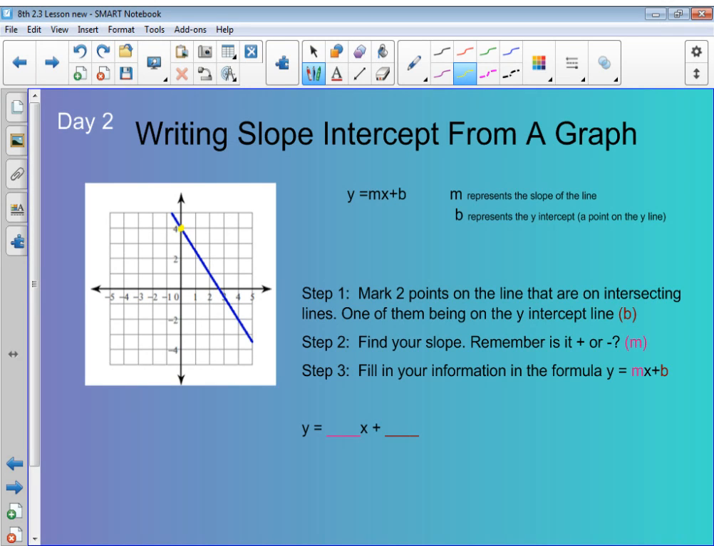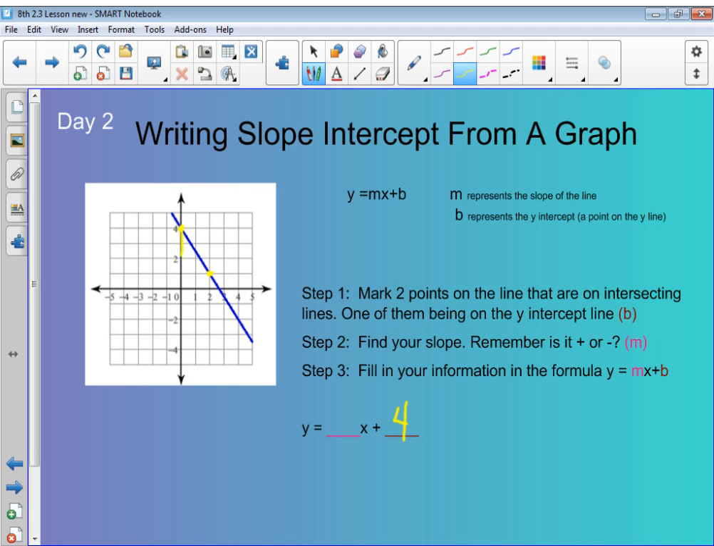So there's one of them. Our second point needs to be where it crosses another corner of our grid. So if I follow my line down, I see that it crosses again right here. So now we're going to find our slope and our y-intercept and plug it into our equation. I always like to start with the y-intercept because it's very quick. So here this crosses at positive 4, so it is a plus 4.